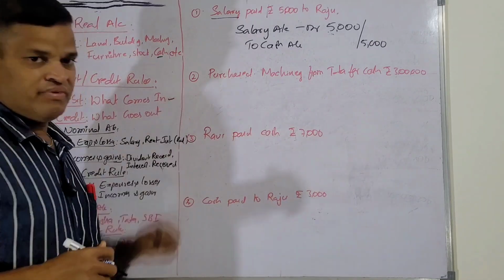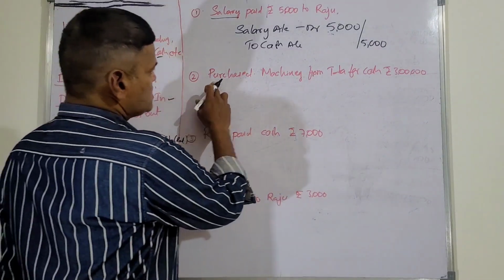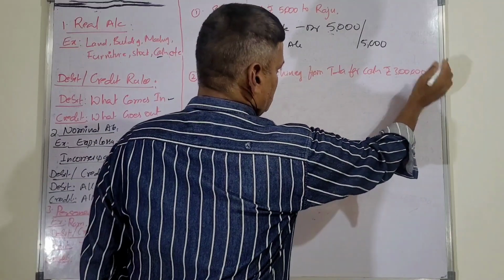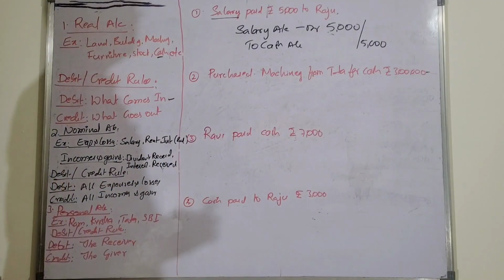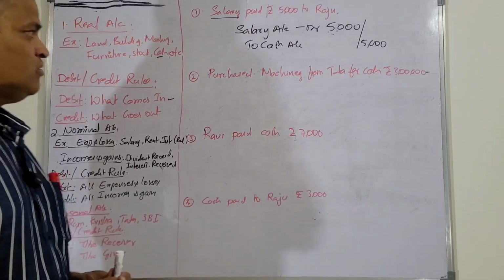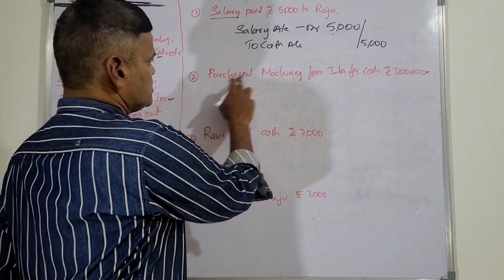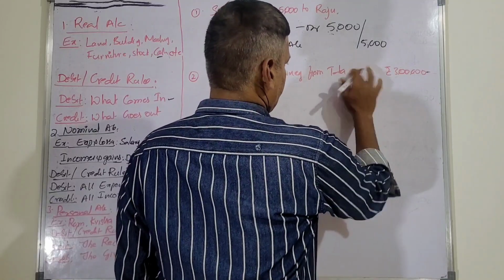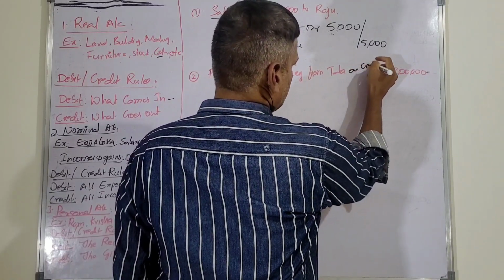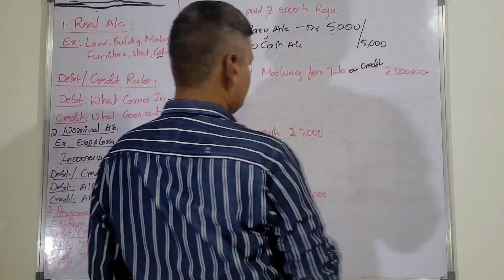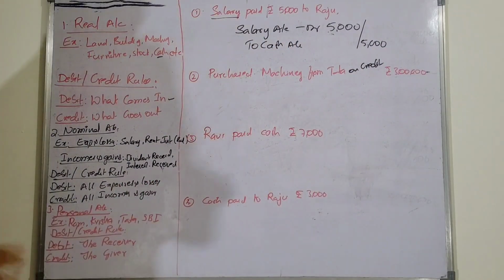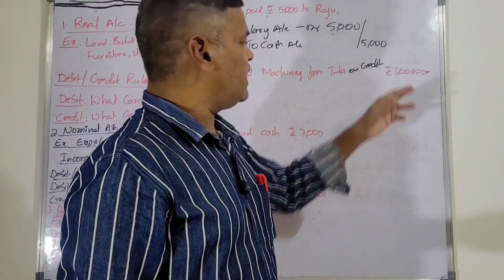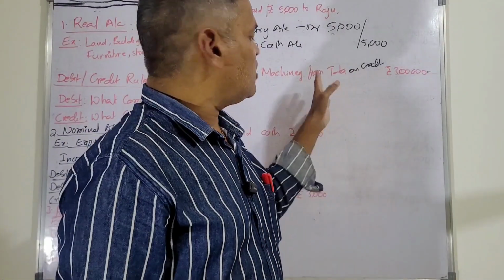Now we'll see one more, right? Purchased machinery from Tata for cash rupees 3 lakhs. Or else we'll do one thing. Purchase machinery from Tata on credit. On credit we write, not cash. Let's see how it will be. On credit. Okay. So we have not paid cash. What is the transaction here? Business has purchased machinery for rupees 3 lakhs. We have not paid cash. From Tata we have purchased.